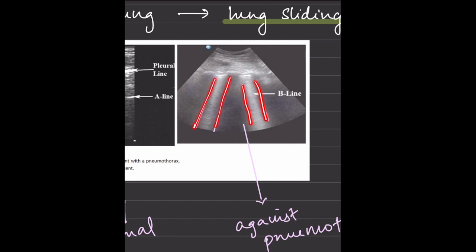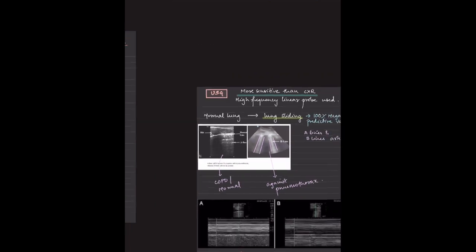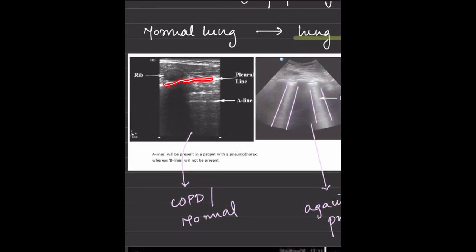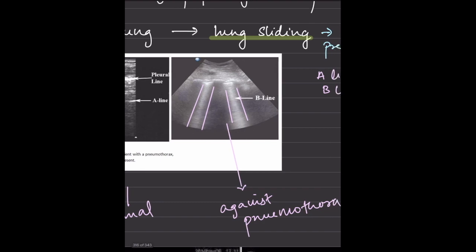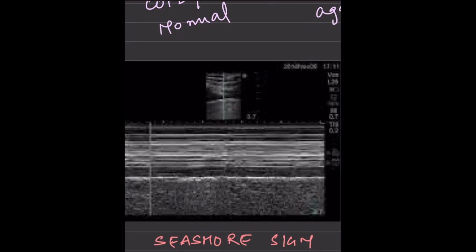Okay, this is the B line which is normally seen, and this is the A line. But in case of pneumothorax, pleural sliding is absent and there is no B line. So we can differentiate. Along with that, there is the M mode, where we see a seashore sign.